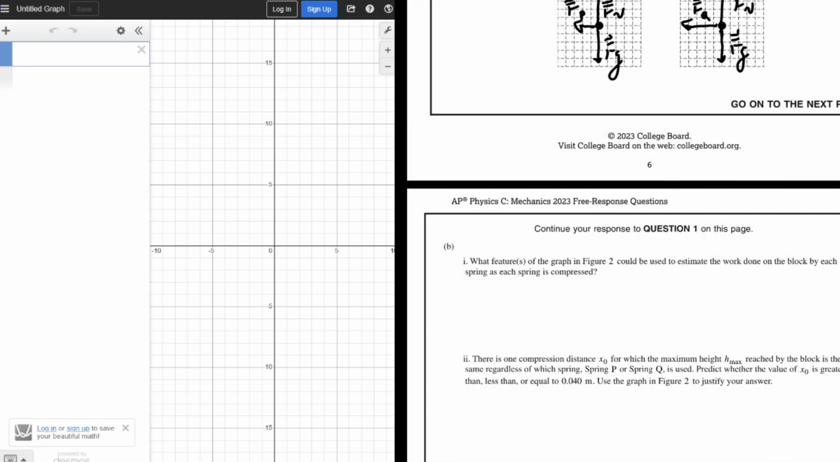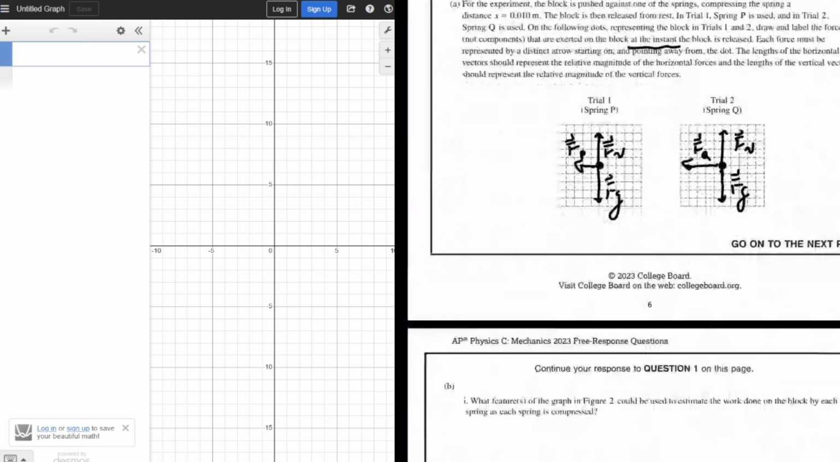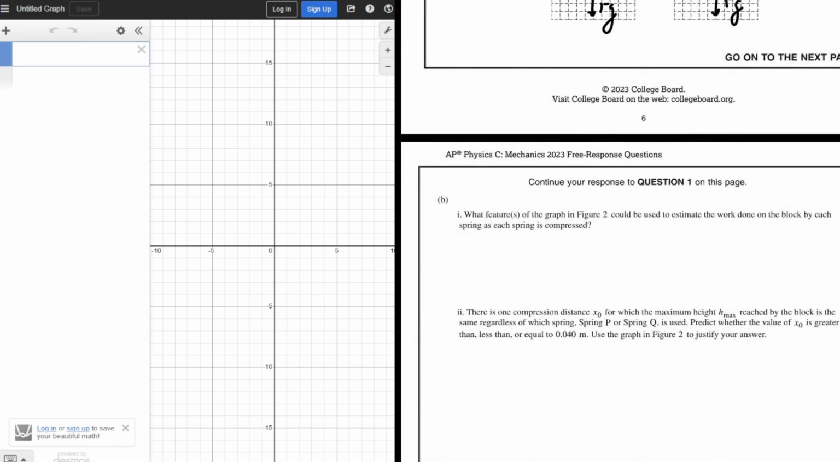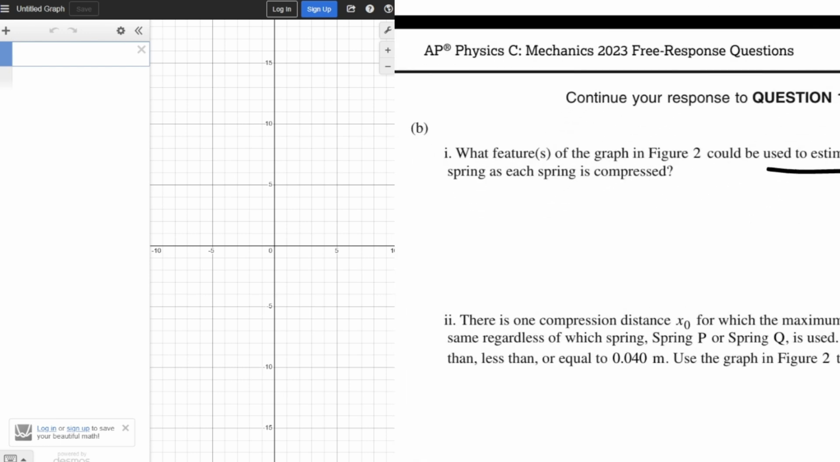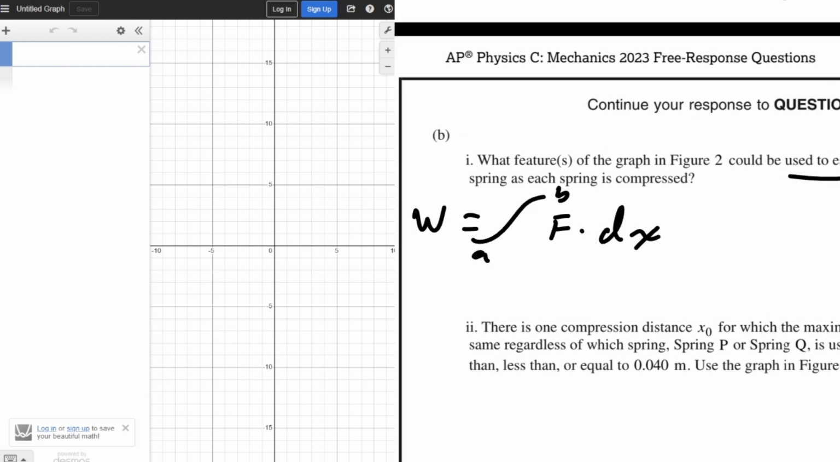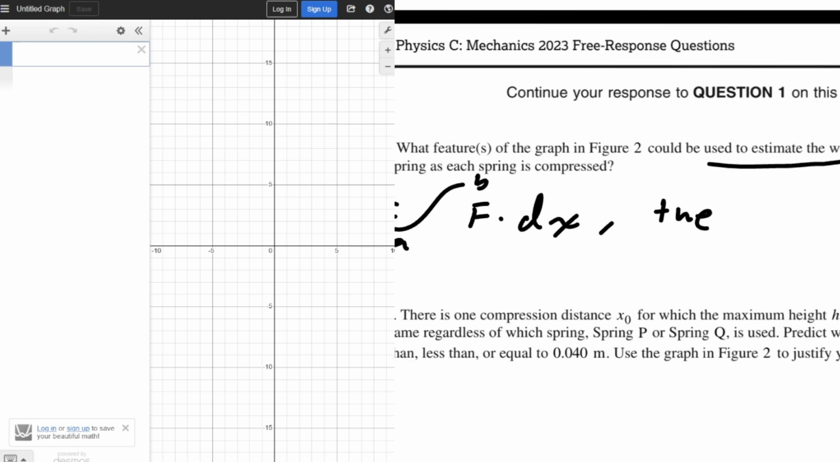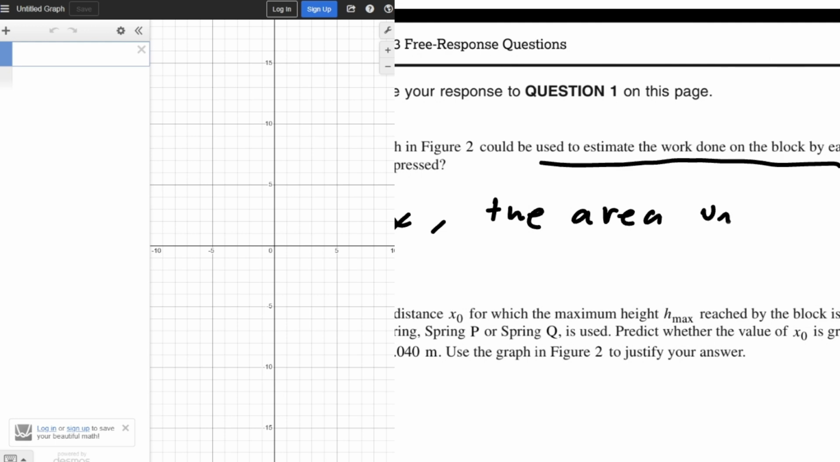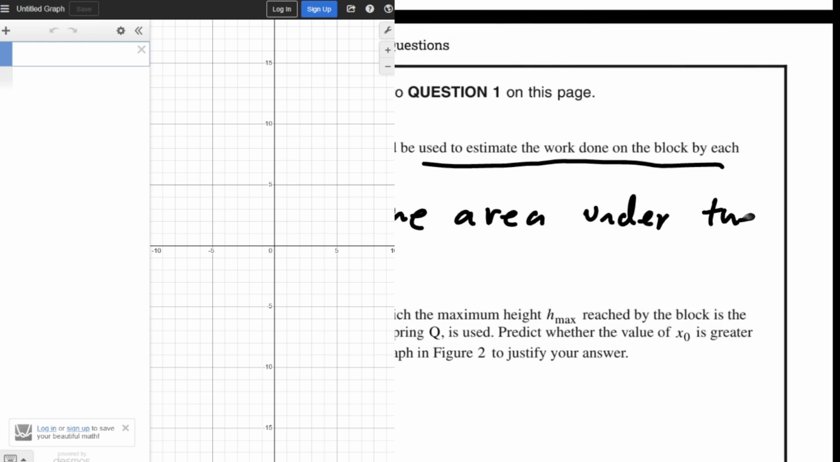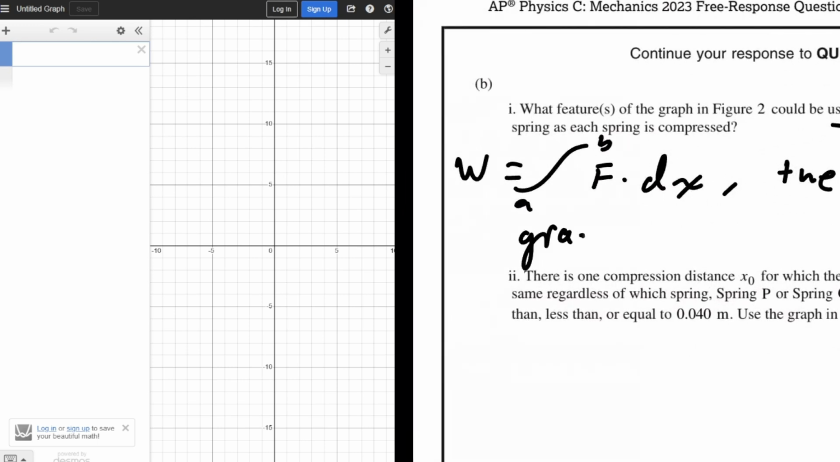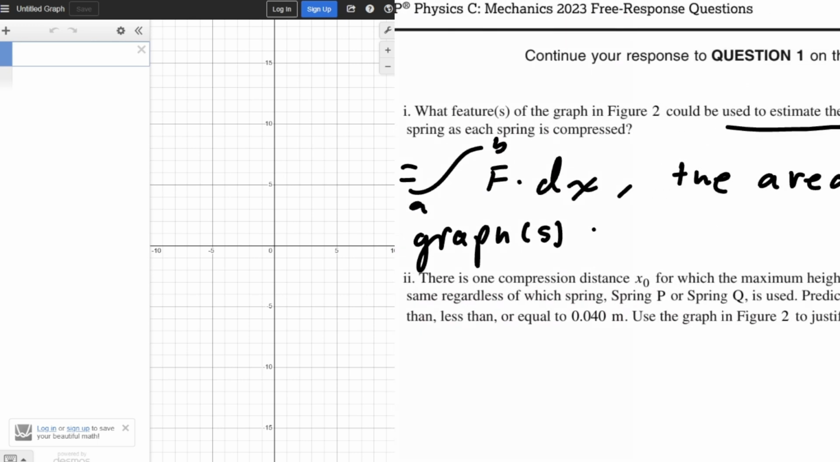Part B: what features of the graph in figure 2 could be used to estimate the work done on the block by each spring as each spring is compressed? So they're basically testing this idea that the integral of F dx from A to B is equal to work. And they want to know, do you know what the integral is? And we do. So we're going to say the area under the graph estimates the work.